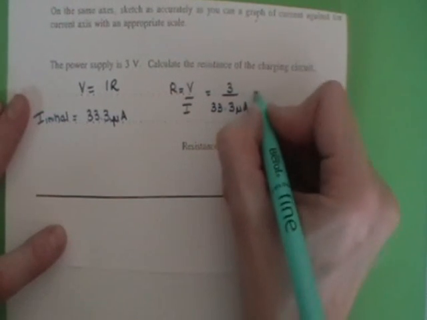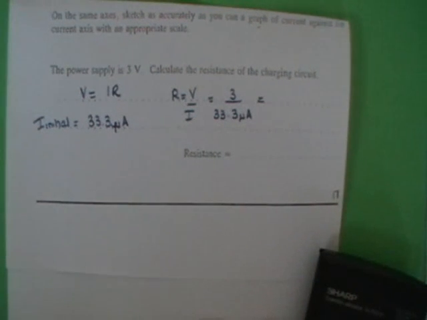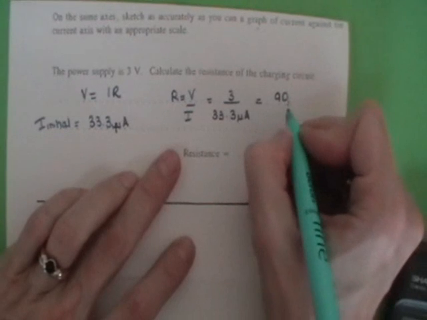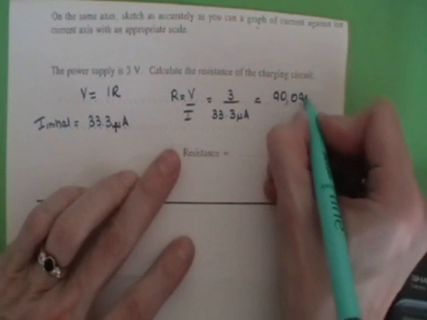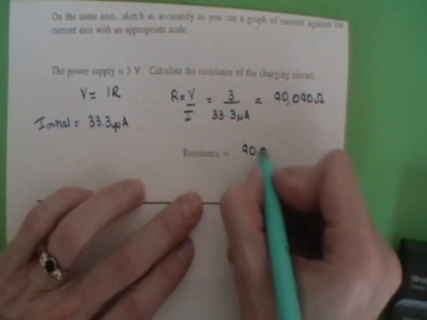You have to be very careful not to forget about the micro. So that's times 10 to the minus 6. So that gives you an answer of 90,090 ohms. Or it's really 90.09 kilo ohms.